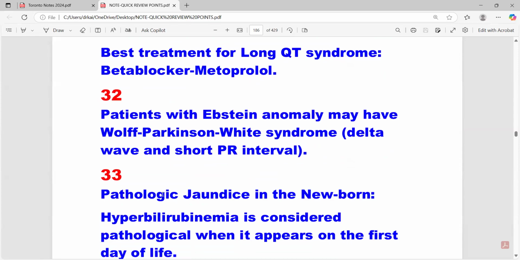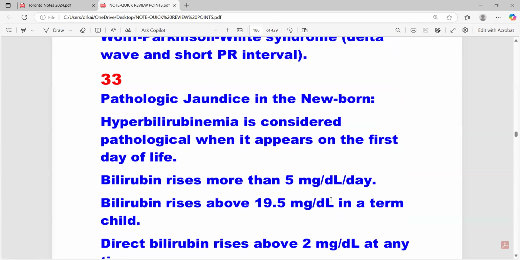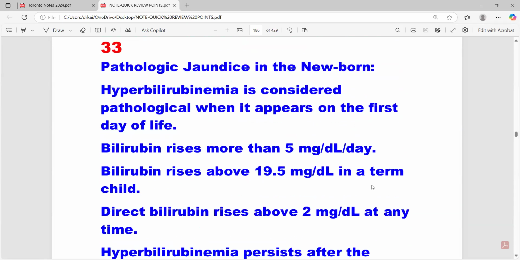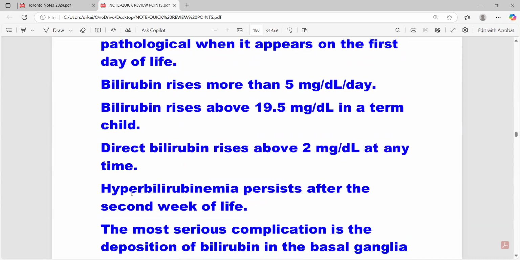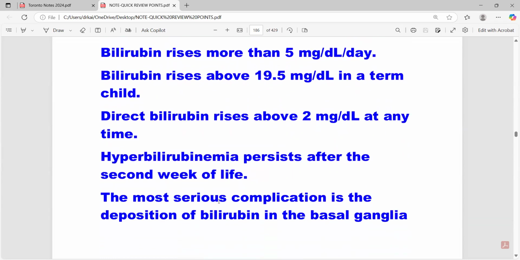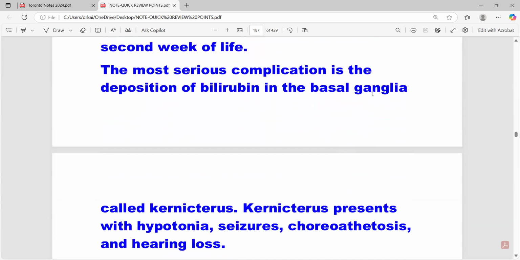Okay. Pathologic jaundice in the newborn: hyperbilirubinemia is considered pathological when it appears on the first day of life, when bilirubin rises more than 5 per day or reaches 19 in a term infant, direct bilirubin is above 2, or hyperbilirubinemia persists after the second week of life. The most serious complication is the deposition of bilirubin in the basal ganglia. It can cause kernicterus and presents with hypertonia, seizures, choreoathetosis, and hearing loss.